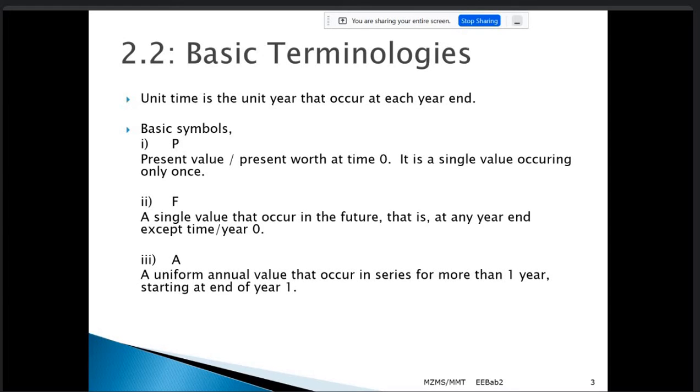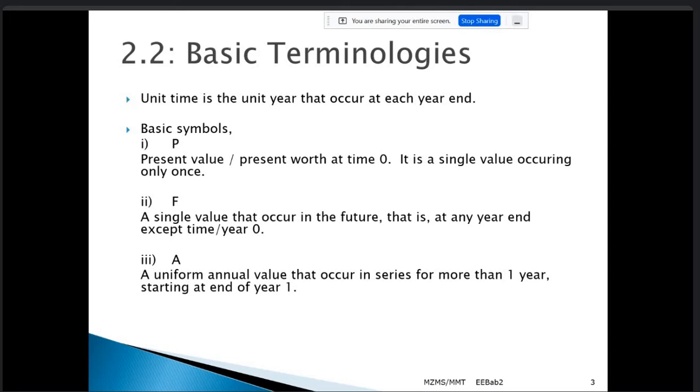All right, basic symbols. P is present value or present worth at time zero. Just remember first. Time zero means we haven't reached 1 year yet, the starting point. It is a single value occurring only once. F is a single value that occurs in the future, at any year end except year zero. So F cannot start at time zero. Time zero means the present value. F means the single value that will occur in the future, so it can be year one, year two onwards.